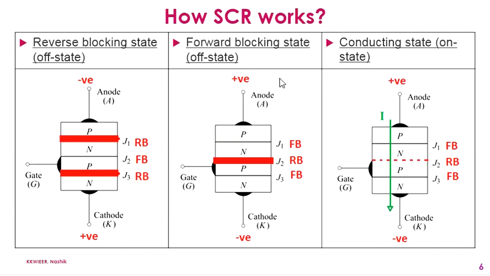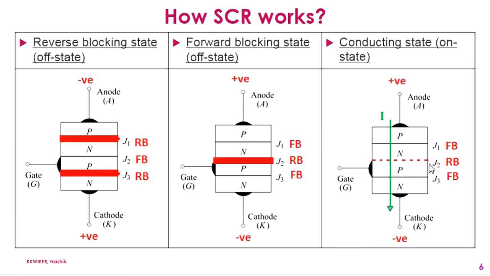The polarities are the same as that of the forward blocking state. We have connected a battery between anode and cathode and made the anode terminal positive with respect to the cathode terminal. We are increasing the anode to cathode voltage, and since the width is inversely proportional to the voltage, as we increase this voltage, the width of the depletion layer at J2 will decrease.